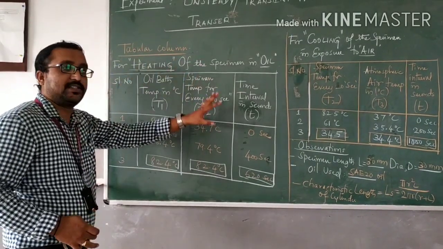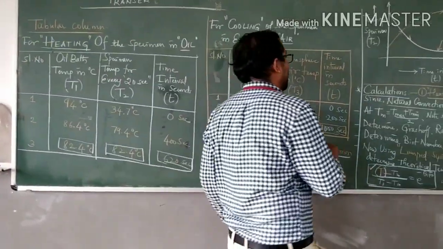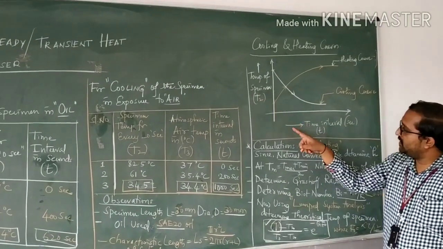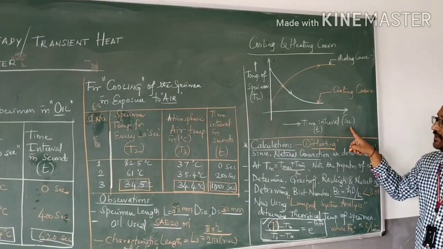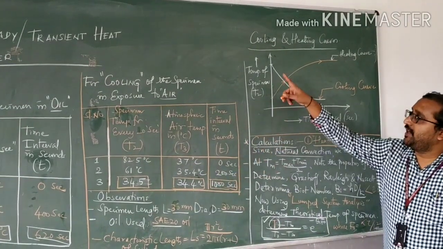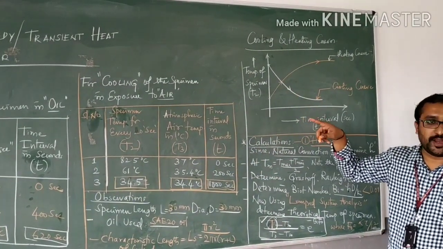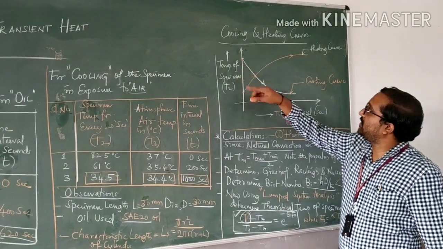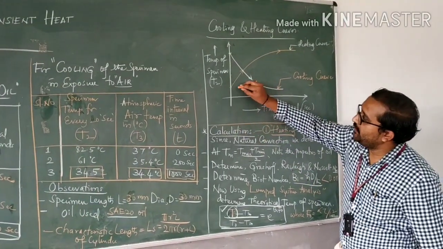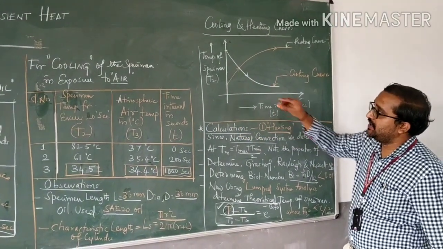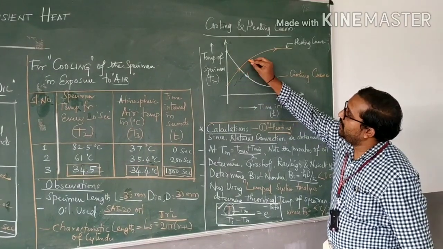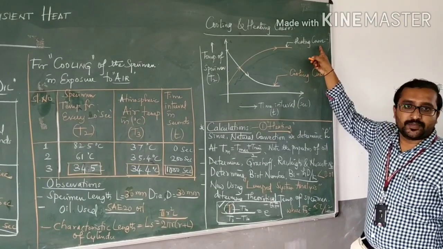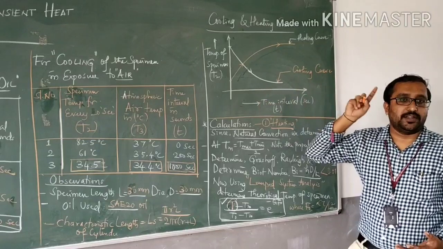Having noted this table for heating, we can now, as I told, plot a graph of temperature of the specimen T2 versus the time interval in seconds. With those readings, you can draw the graph. Once you draw the points, you can take the locus of those points and get a curve like this. Since that is a heating phenomenon, as the time increases, the specimen temperature keeps on increasing like this. So this curve we call a heating curve. This is what we are going to plot by taking down that tabulation.